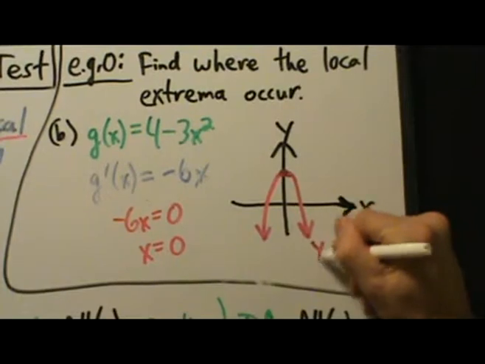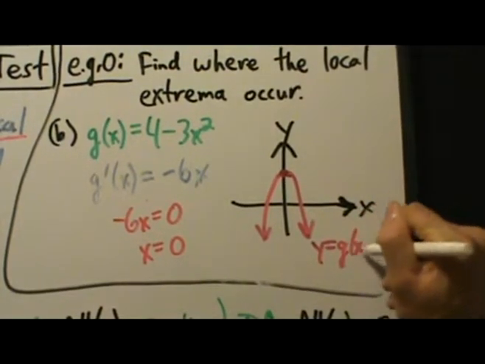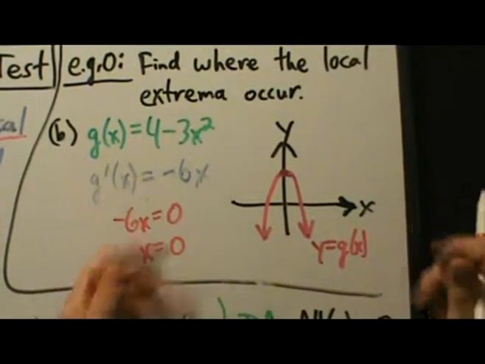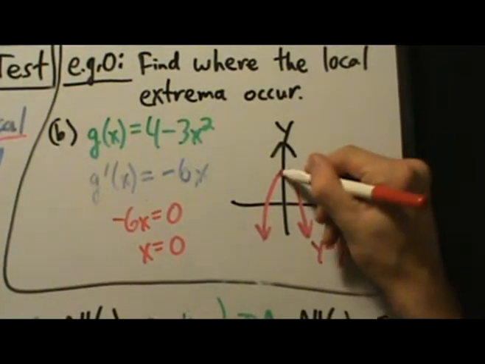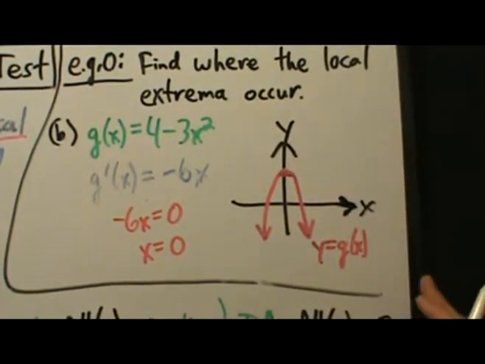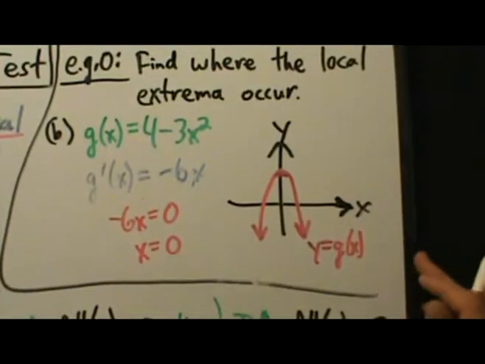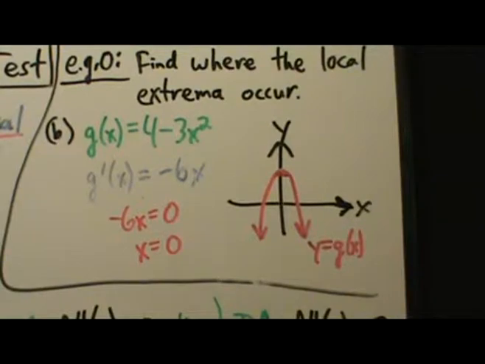Okay. So this is y equals g of x here, or y equals 4 minus 3x squared. So right here at x equals 0, we have a local max right here. Okay, and I erased it, but that's what we found out from the second derivative test, the local max here. Okay, so those are 2 simple examples.